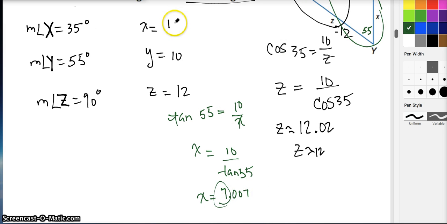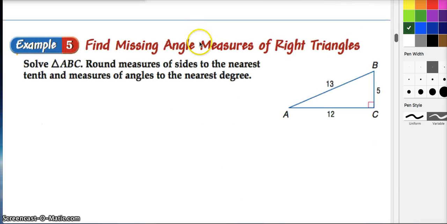So I'm finishing up with a 7, a 10, and a 12, and now I've solved this triangle. Here in example 5, we're asked to solve the triangle, find the measure of the sides to the nearest tenth, all of that's done, and the angles to the nearest degree. The cool thing is that we have these sides already done. Now we just need to find the angles. And so what this is going to require is our inverse function.